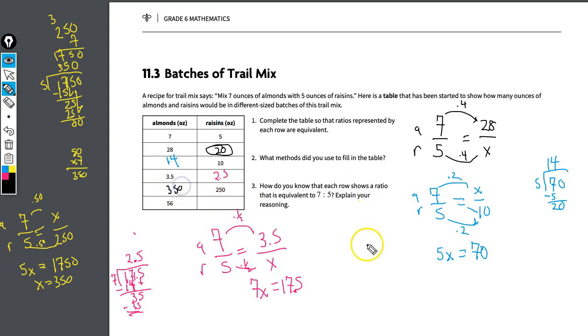The last one is actually much easier, thank goodness. The only issue is make sure this number's on the right side, so it's on top, 56. So I can do cross products here. I can do 7x. But you know what? I don't want to do that because it'll take even longer than I want to, because I know 7 times 8 is 56. So 5 times 8 is 40. And that's all you need to do.